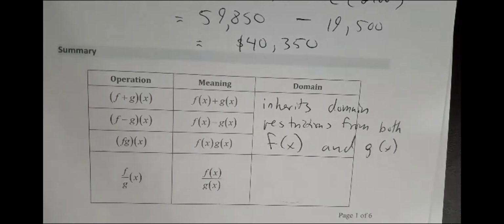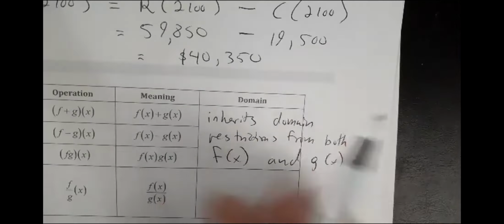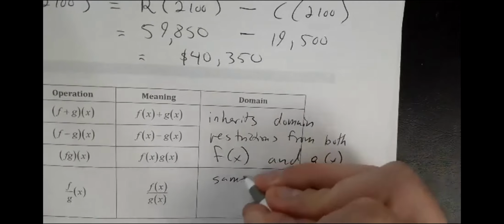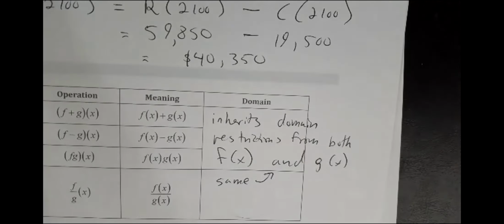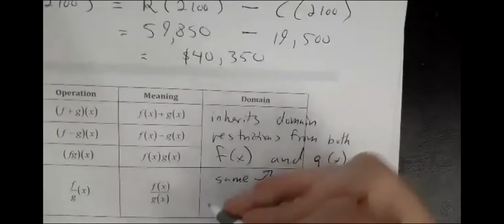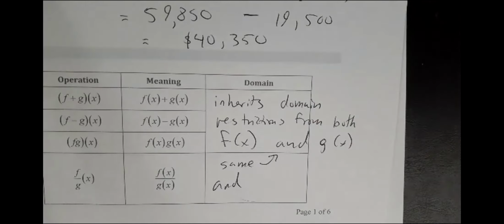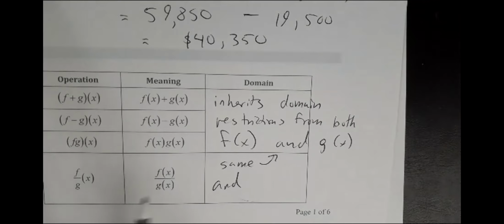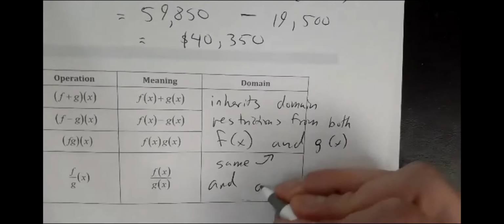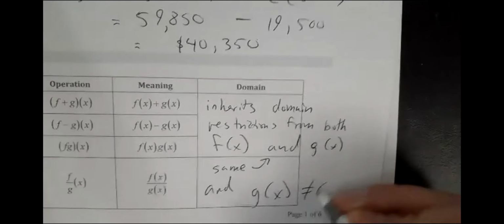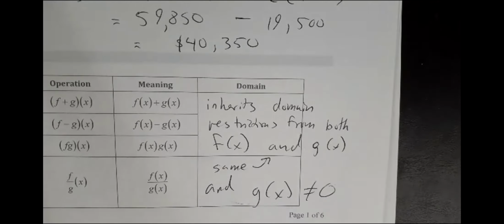If we have f divided by g of x, or f of x divided by g of x, ditto, right? We're going to have the same restrictions. And we get an added restriction here. There's an extra little thing we need to check. When we start dividing, things in the denominator, things on the bottom, cannot be 0. So g of x cannot be 0. An extra little stipulation we've got to check.